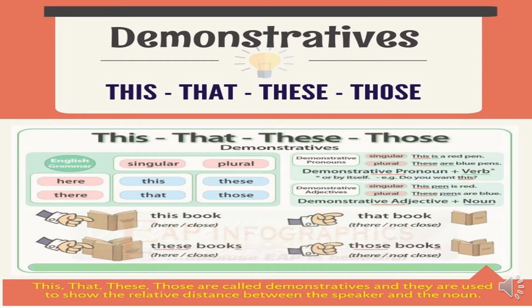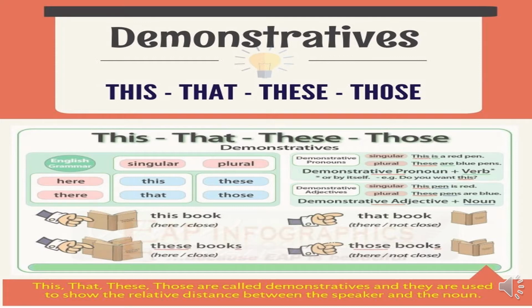Demonstratives are used to show the relative distance between the speaker and the noun. This, that, these and those are demonstratives. If something is placed near you, then you use this if it is singular, and these for plural. If something is placed far from you, then you use that for singular and those if it's plural. So the places are referred to as here and there respectively.